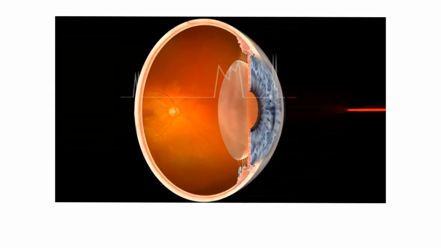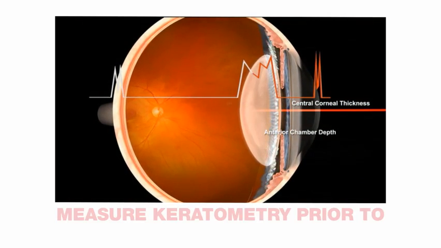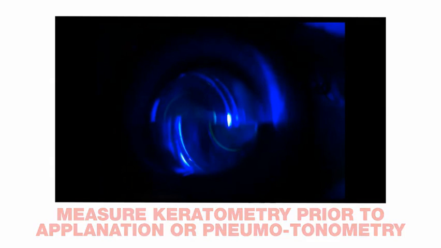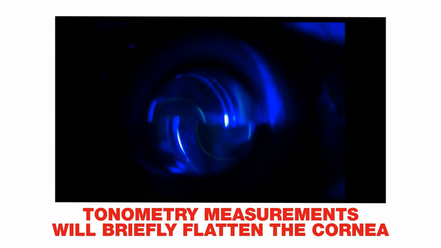Keratometry measurements are captured during the biometry, ensuring that all measurements are on the patient's central visual axis. It is highly recommended to measure the patient's keratometry prior to applanation or pneumotonometry to increase the quality of the measurements. Tonometry measurements can flatten the cornea briefly and reduce the quality of the keratometry results.